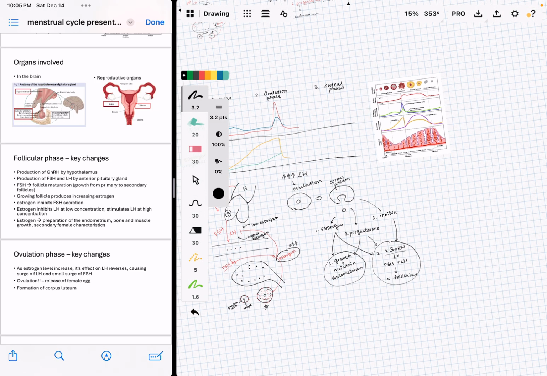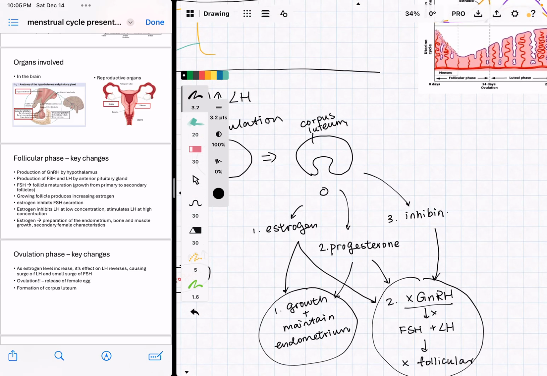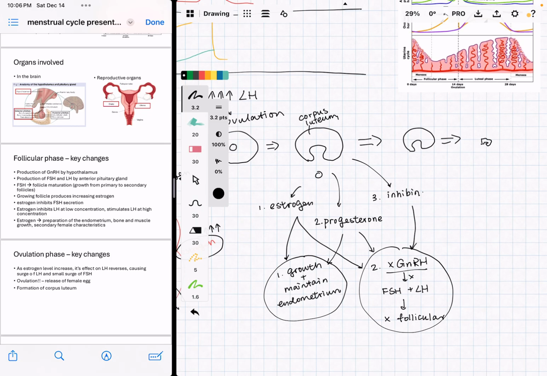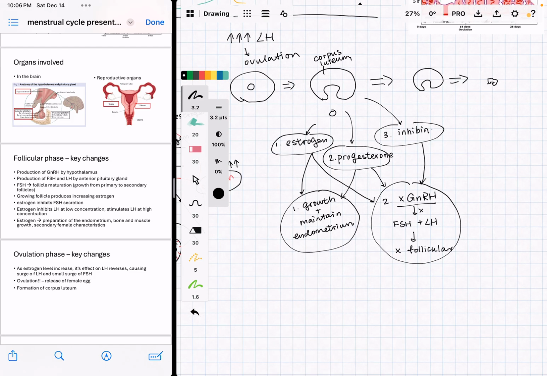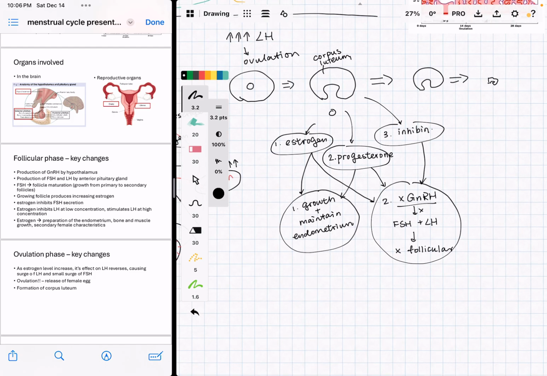However, throughout the luteal phase, the corpus luteum is going to slowly degenerate. It's going to slowly become smaller and eventually die. And as you can imagine, as the corpus luteum slowly dies, the levels of these 3 hormones are going to slowly decrease. Based on what I just talked about, Tom, can you tell me what are the potential consequences of the degeneration of the corpus luteum?